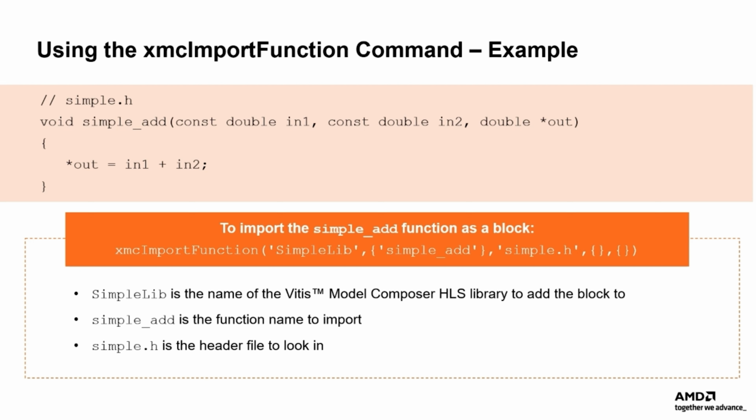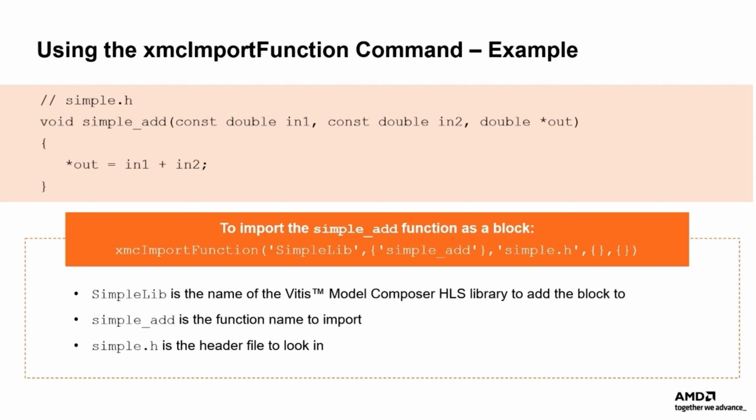To import the simple add function as a block in a Vitis Model Composer HLS library, you can enter the command shown here in the MATLAB tool command prompt, where simple_lib is the name of the Vitis Model Composer HLS library to add the block to. Simple_add is the function name to import.